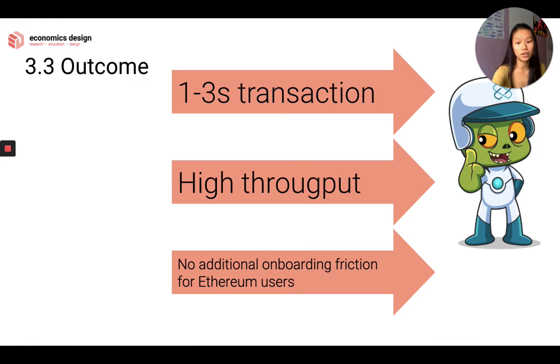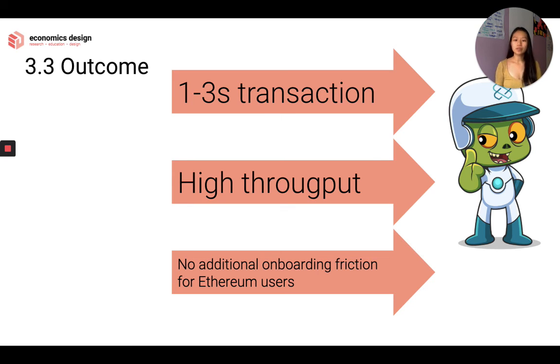Which is very important in Loom. The first outcome is that they have 1 to 3 seconds transaction speed, which is very, very fast, through the delegated proof of stake as well as the Plasma Chain. They have a very high throughput rate, which is very important, especially when we're talking about gaming. It has to be very quick.